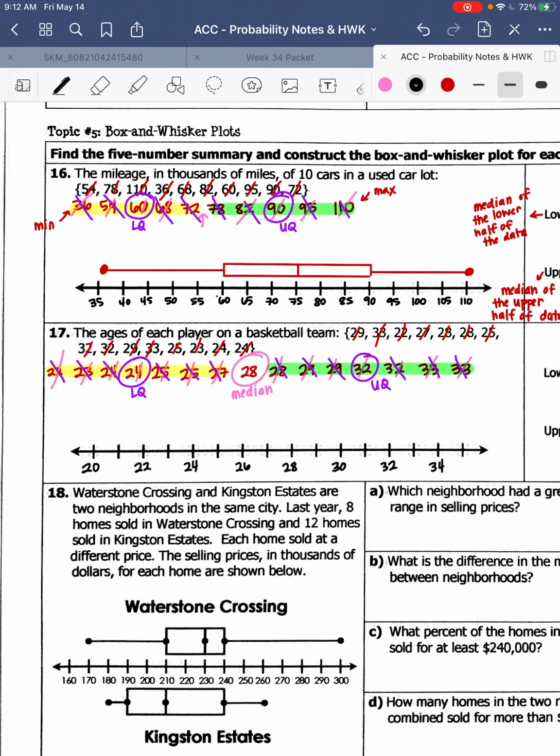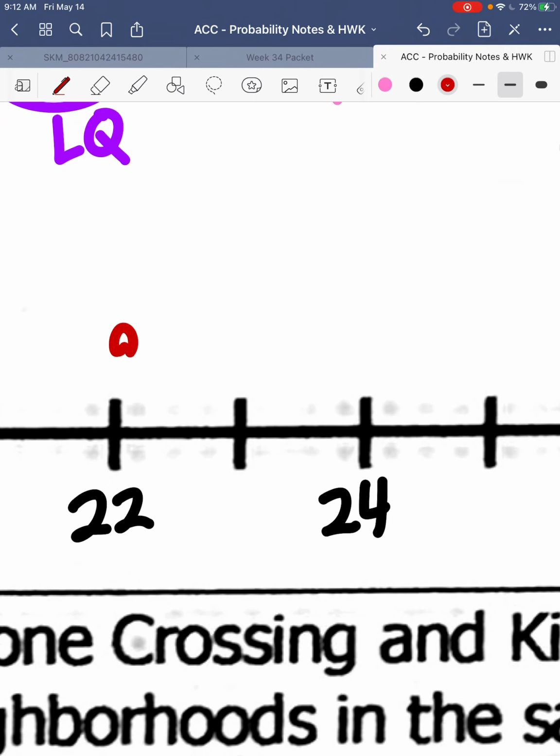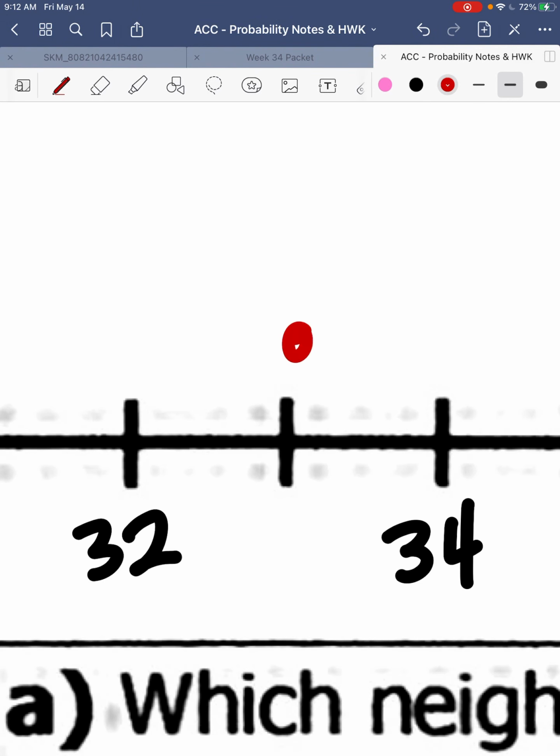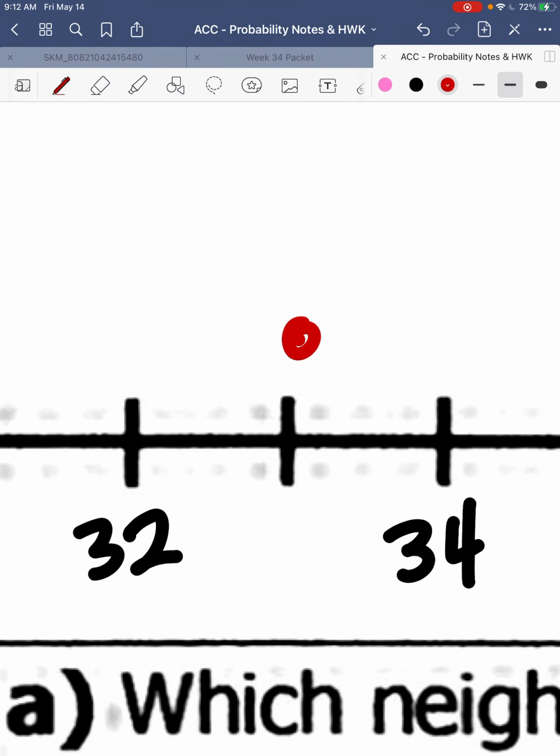Now let's place our minimum on here. So our minimum we know is at 22. I'll put a circle there, dot there. And our maximum is 33. So I'll put a dot there as well.